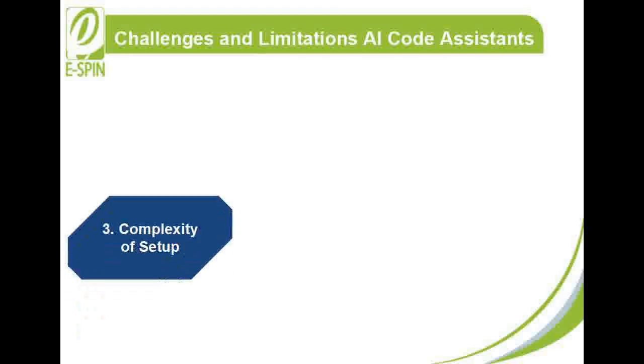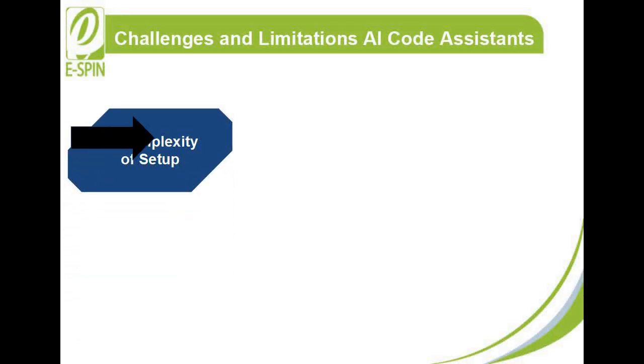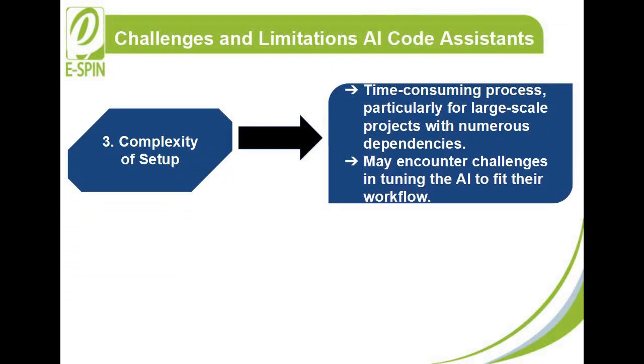3 is complexity of setup. Implementing and configuring AI code assistants can be a complex and time-consuming process, particularly for large-scale projects with numerous dependencies. These tools need to be integrated seamlessly with existing development environments, version control systems, and CI/CD pipelines to be truly effective. Developers may encounter challenges in tuning the AI to fit their workflow, which can be particularly frustrating if the assistant is not delivering the expected value.